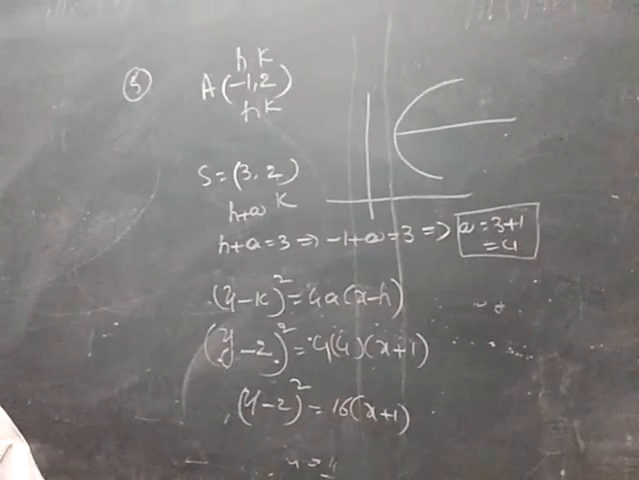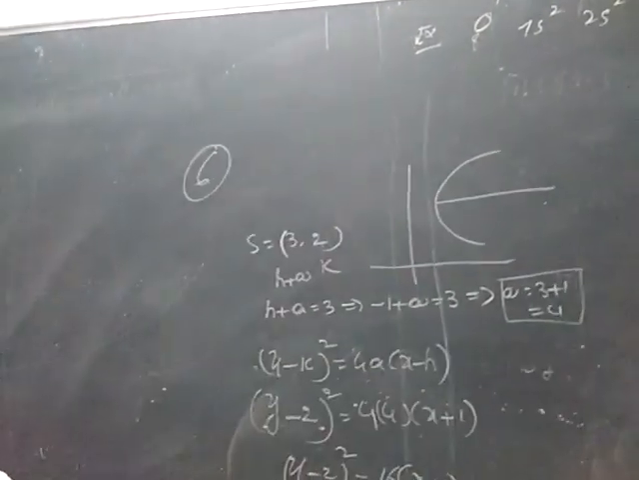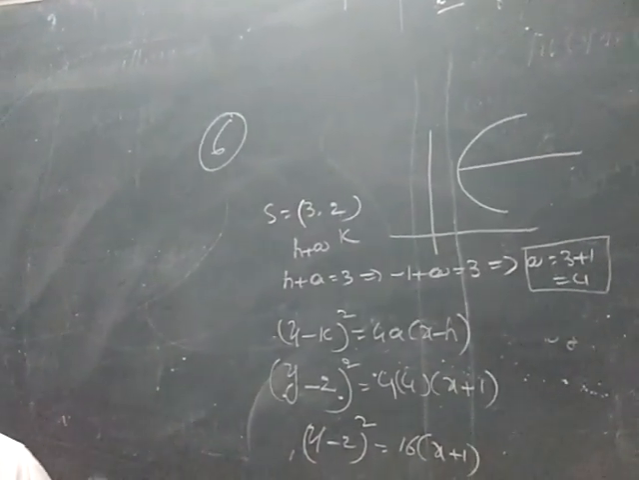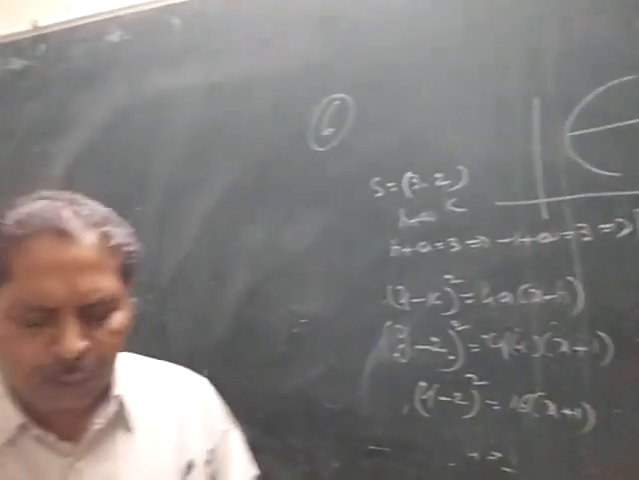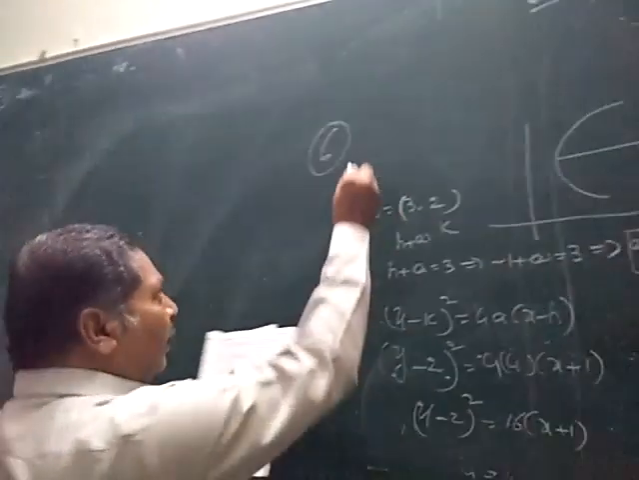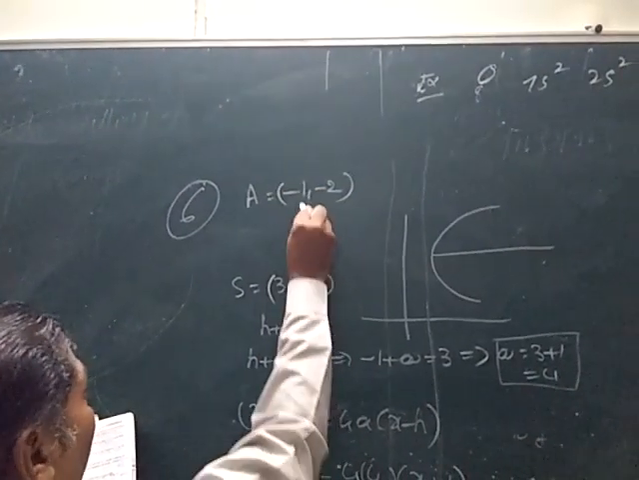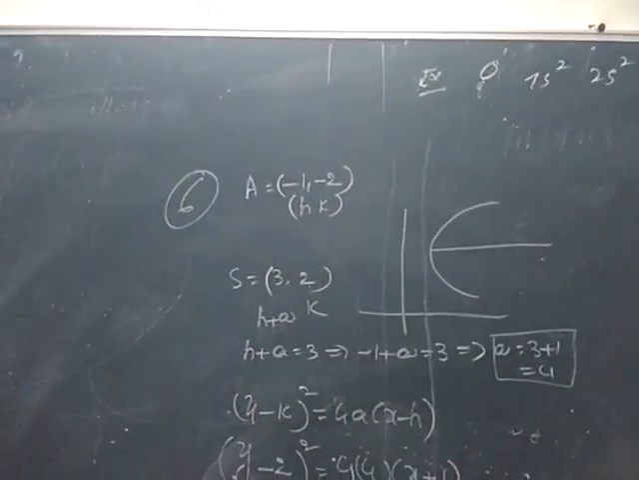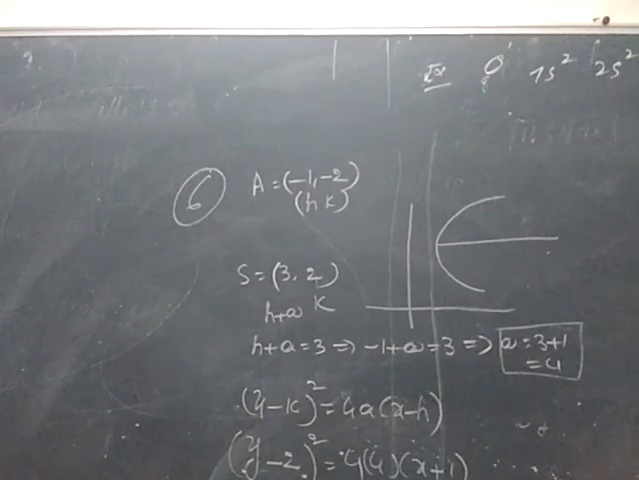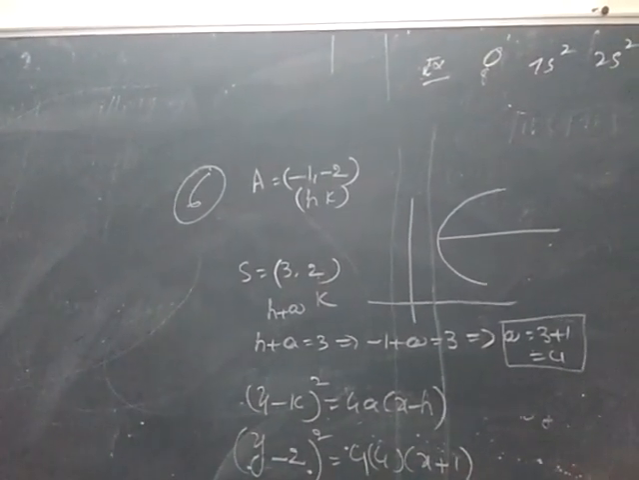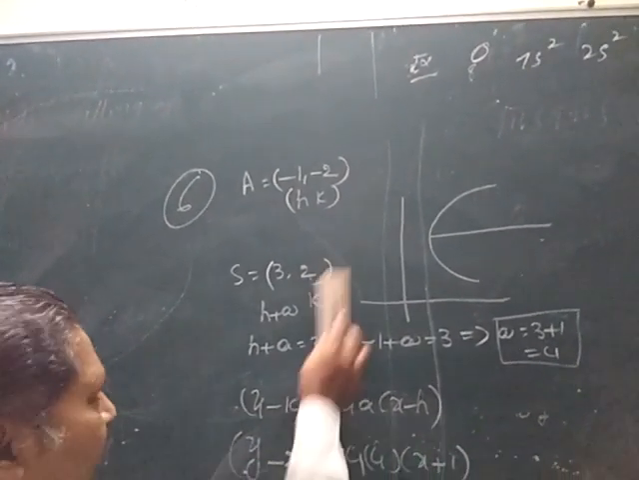Next, bit number 6. Sixth bit, equation of the parabola whose vertex is (minus 1, minus 2). So given h, k, and listen, whose axis is vertical.